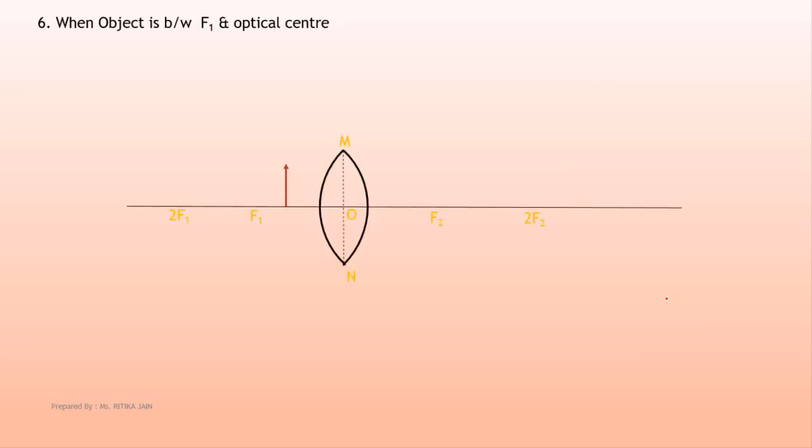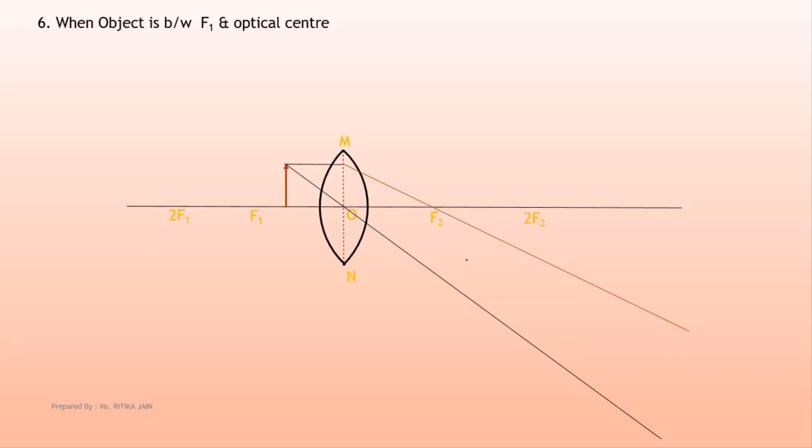This is the last case of convex lens, when object is somewhere here between focus and optical center. Again a parallel beam of light after refraction passes through f2, and the second light ray is passing through optical center. Now here you can see these two light rays will never intersect each other, because the distance between these two refracted light rays is continuously increasing. Okay, but these two light rays are not parallel, so there will be a point where these two light rays should intersect.